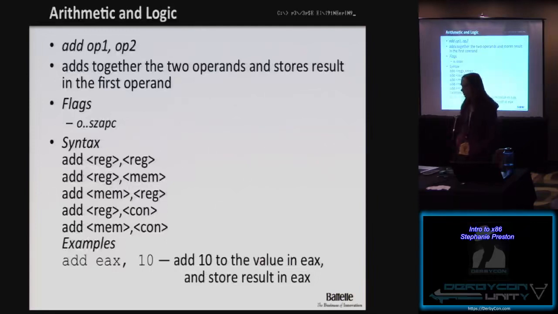So add op1, op2. It simply adds the two operands together and stores the results in the first operand. Here's the combination of operands that you can use, and a simple example of us adding the constant value of 10 into register EAX. So I'm specifically using this one. I'm adding a constant to a register.